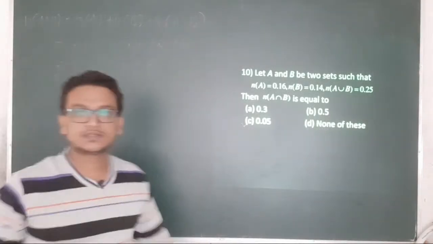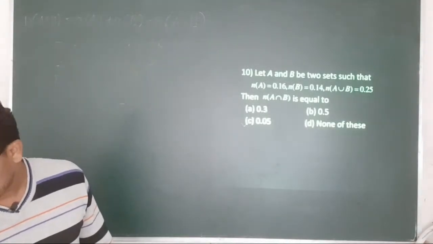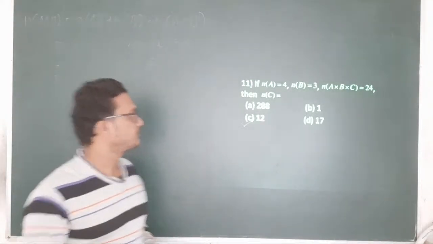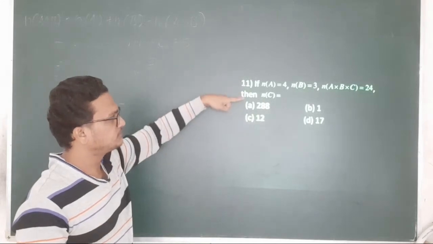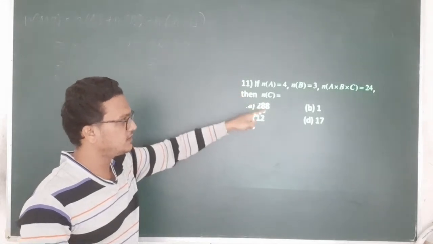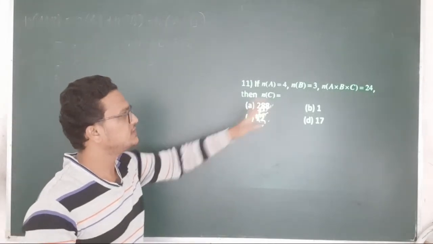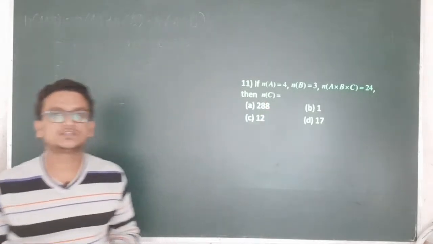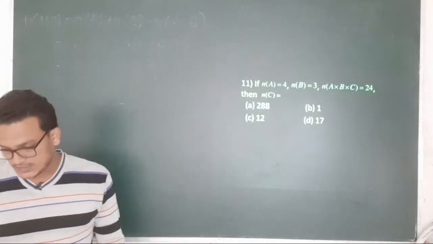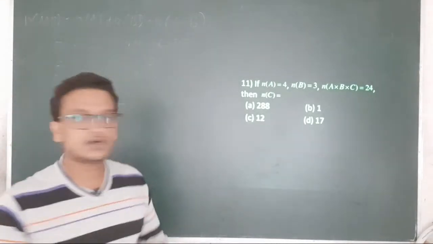Okay, let us go with the next question. See this next question. If n of A is 4, n of B is 3, and n of A cross B cross C is equal to 24, then what is the value of n of C? For this also there is a formula.